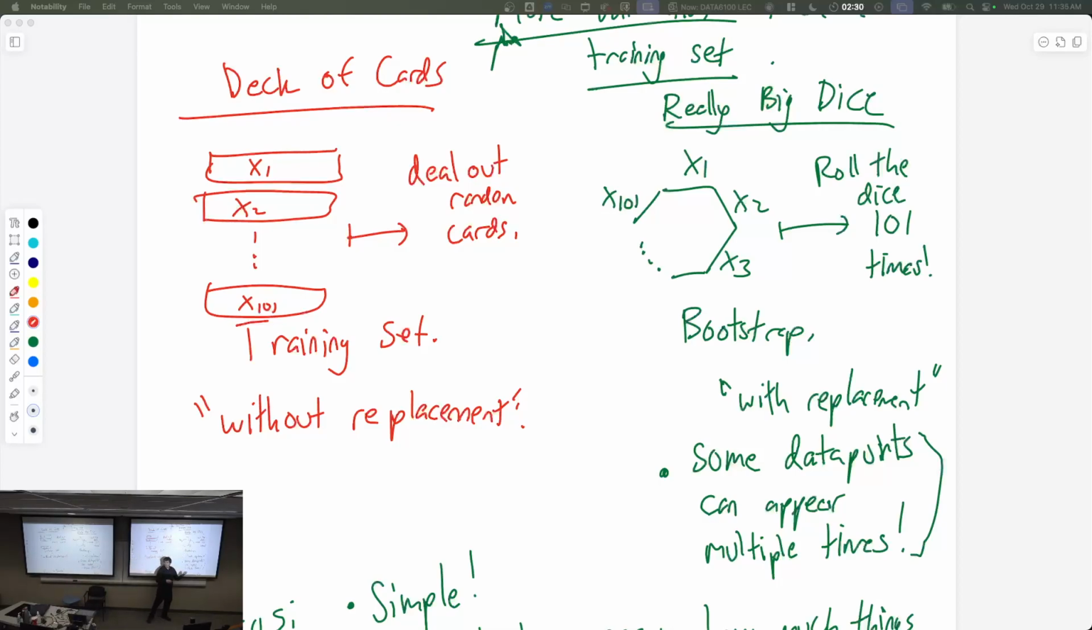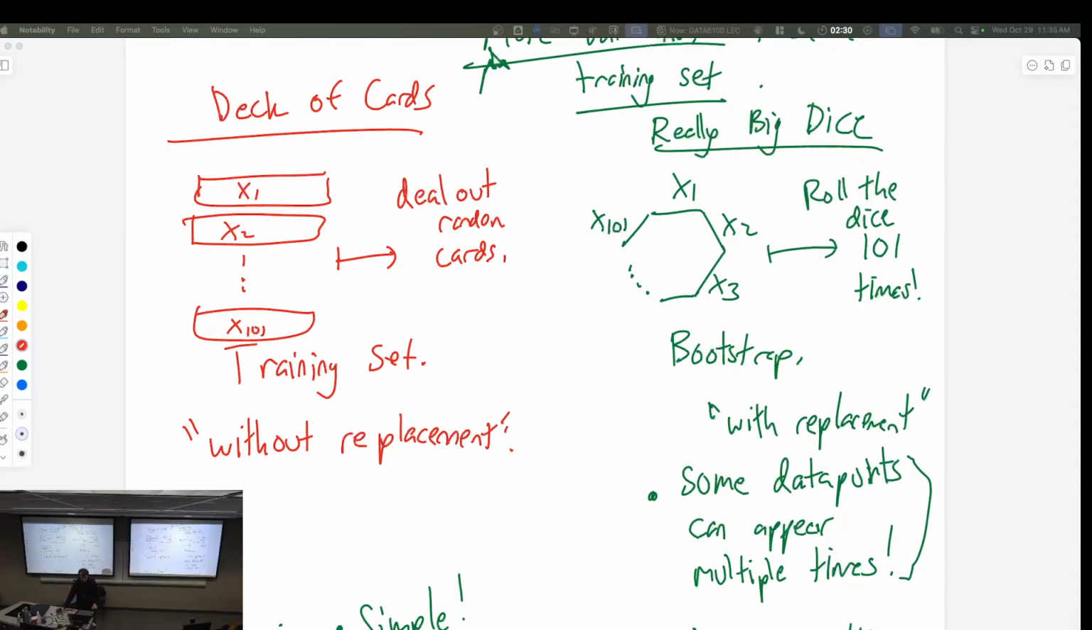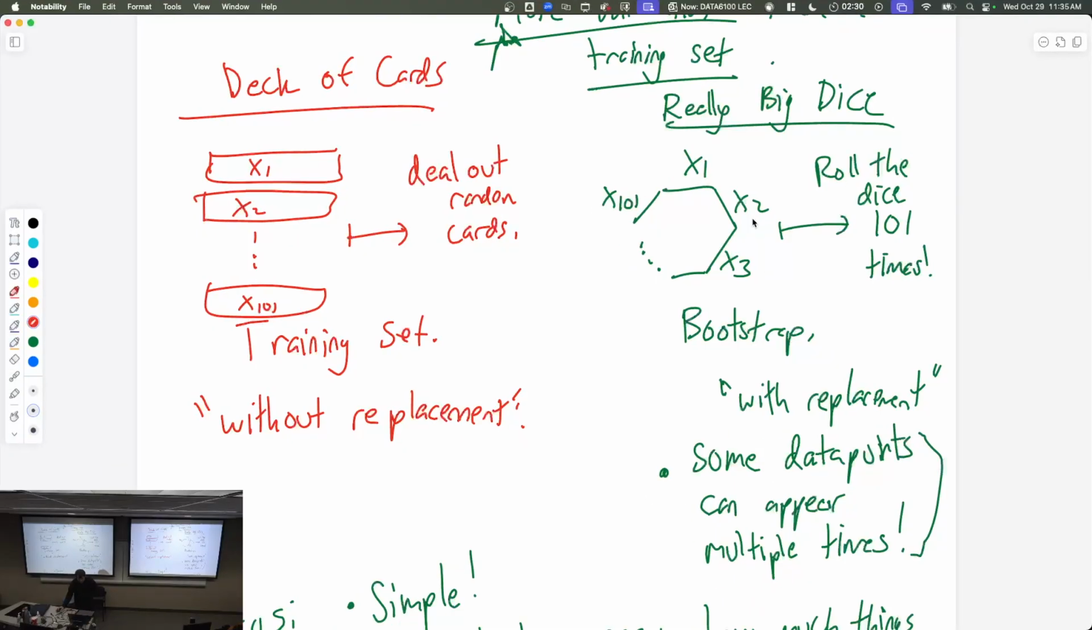Sometimes you will get one side more than once. So maybe you will roll the dice and you will get the sample point x2. Maybe x2 will appear more than once in your data set. If x2 appears more than once in your data set, that's fine. And some of them will be left out. And so by doing this, you get a whole bunch of different data sets that are all closely related to your original data set, but not quite exactly the same.